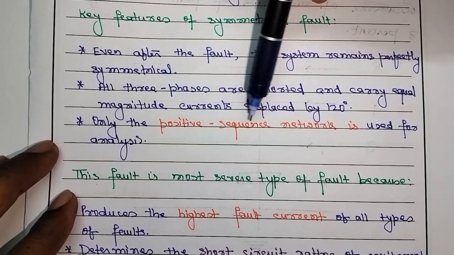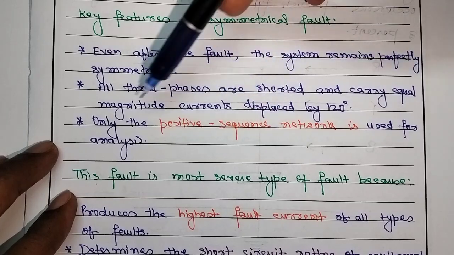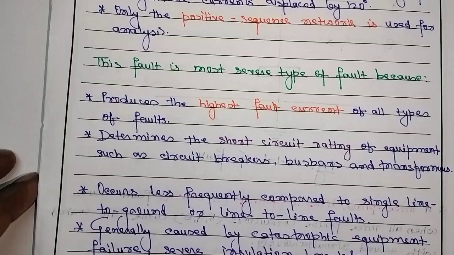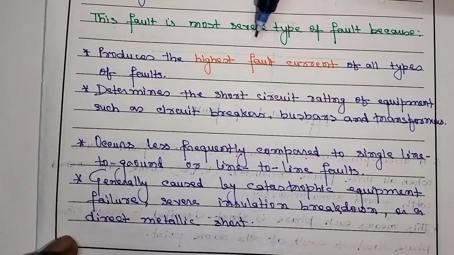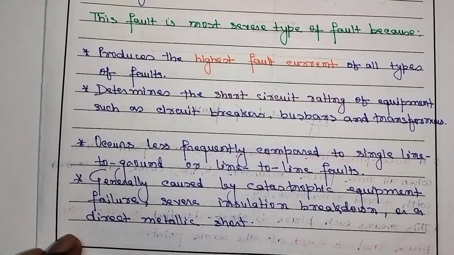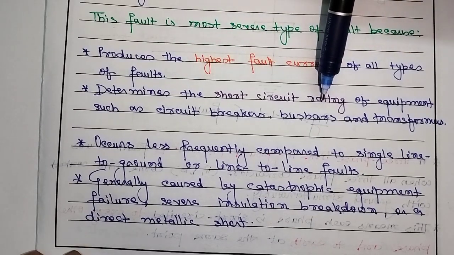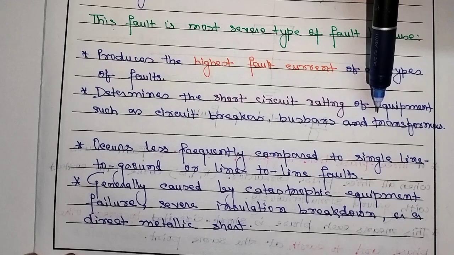Only the positive sequence network is used for the analysis of this type of fault. Next, the fault is the most severe type because it produces the highest fault current compared to any other type of fault. It also determines the short circuit rating of equipment such as circuit breakers, bus bars and transformers.